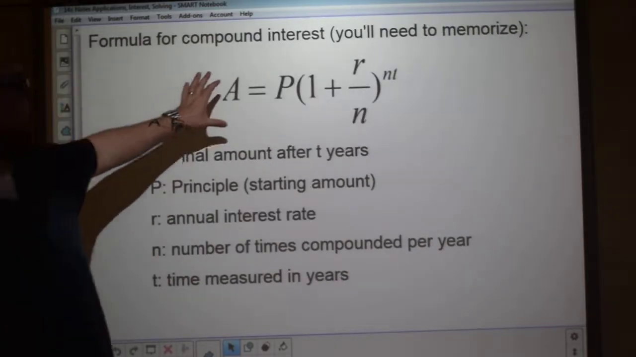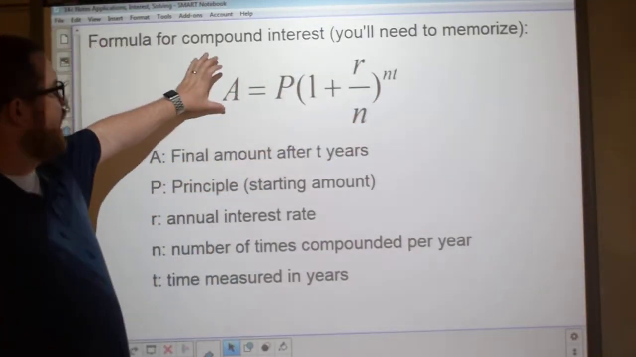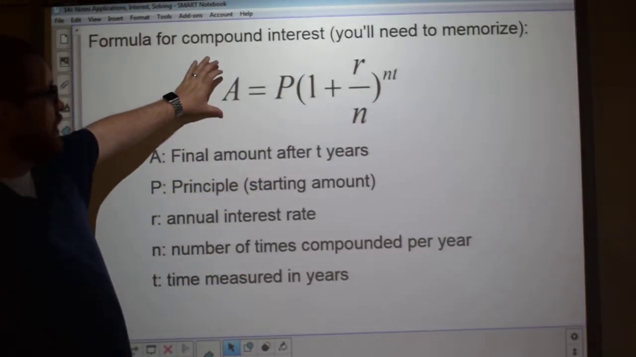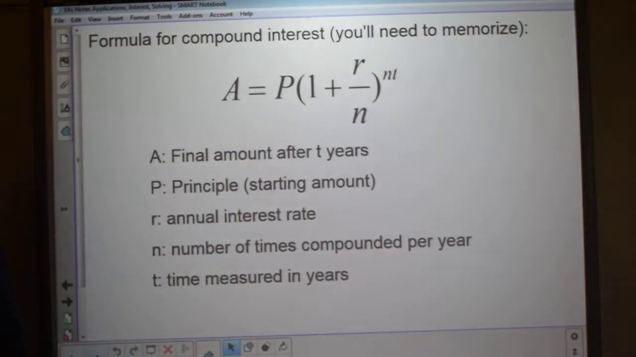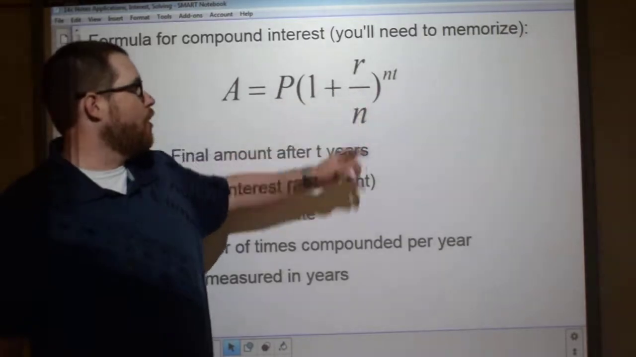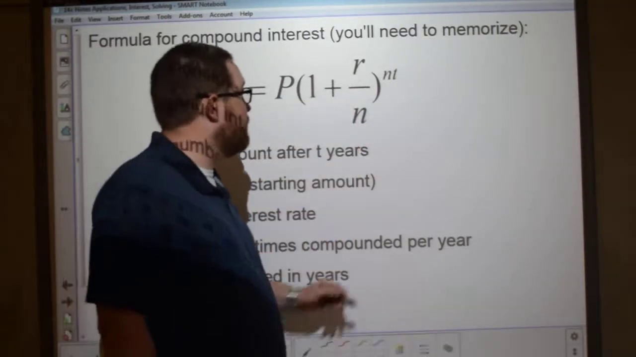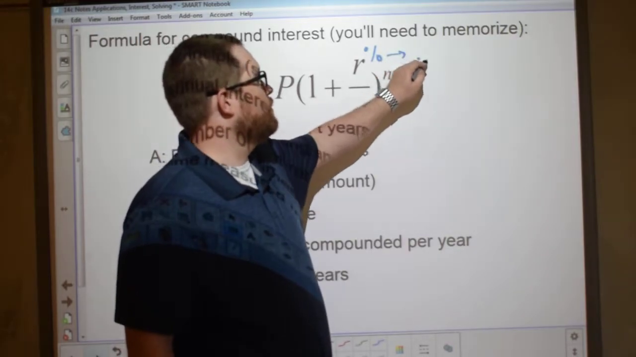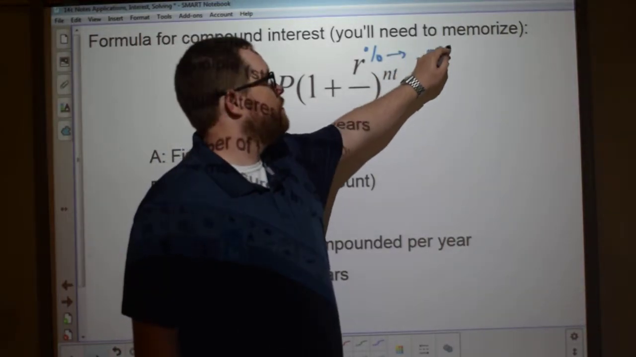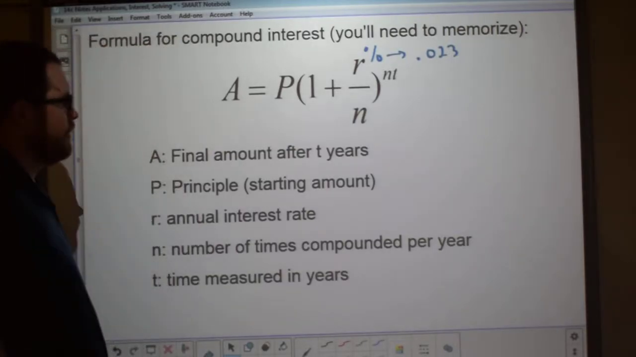Here's a formula for compound interest. A is your final amount, the amount at the end of the time that you're looking at. P is called the principal, it's your starting amount. 1 plus R. R is an interest rate, and remember, this has to be converted from the percent that's given to you into a decimal. That would be like 2.3%.